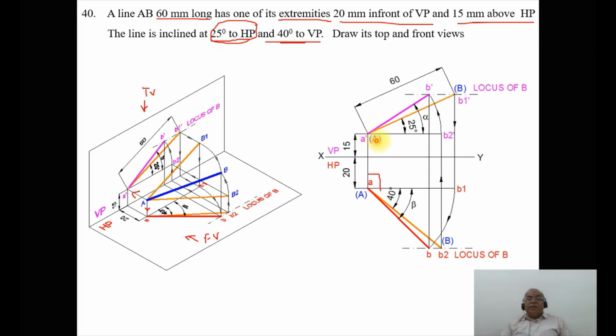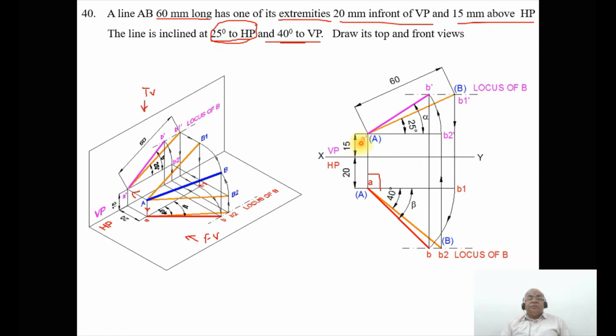By using the protractor you measure an angle of 25 degrees with respect to the horizontal and then draw an inclined line. Similarly, with A as center, measure an angle of 40 degrees below the horizontal line, mark this point, and then draw an inclined line. As we see, it is 60 mm long, so the true length is the same in both the front view and the top view.